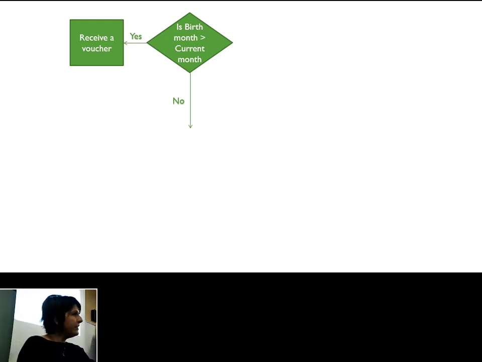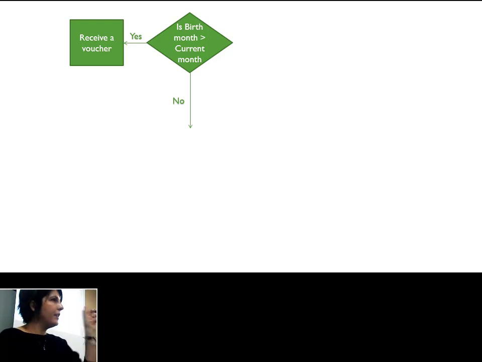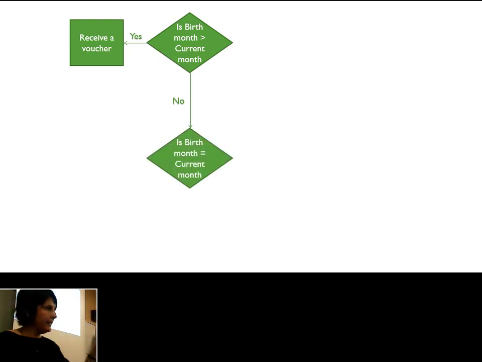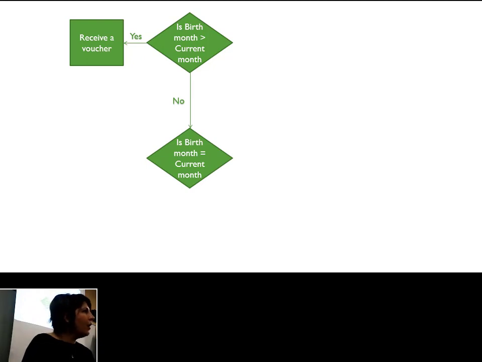Our first if. The test is, check if the birth month is greater than the current month. Value if true, you get a voucher. Second test. So value if false, second test: is the birth month equal to the current month? What happens if it's true? You have to do a second test. Why? Because you still didn't get anything, because you could have had your birthday yesterday. That means you don't get a wine voucher.